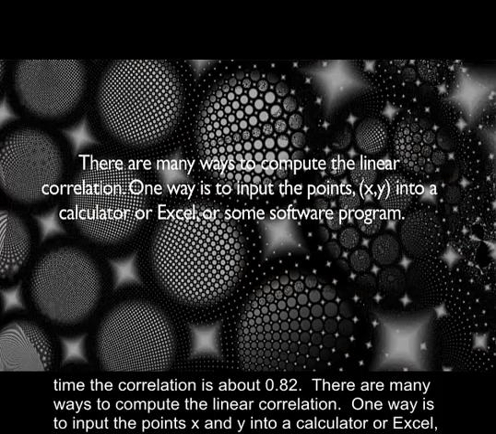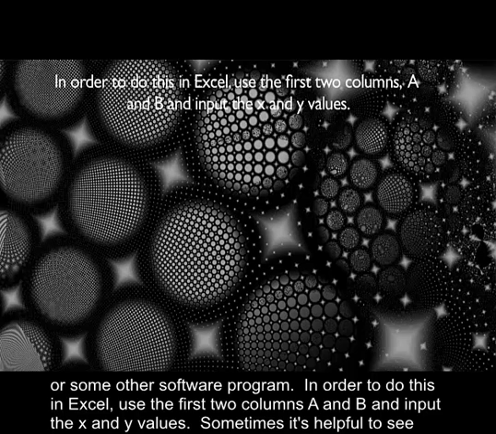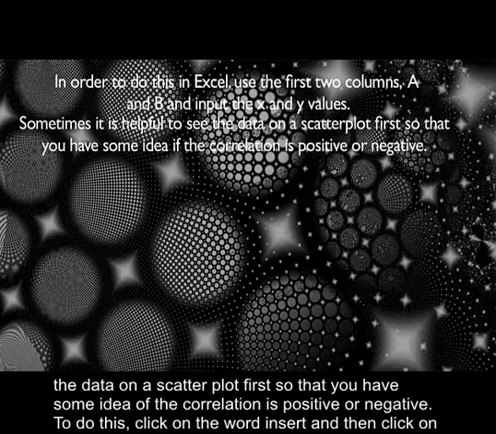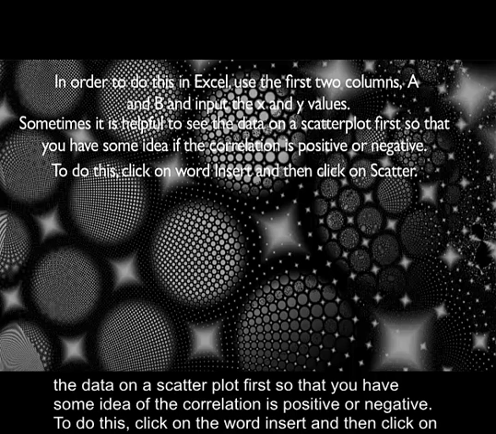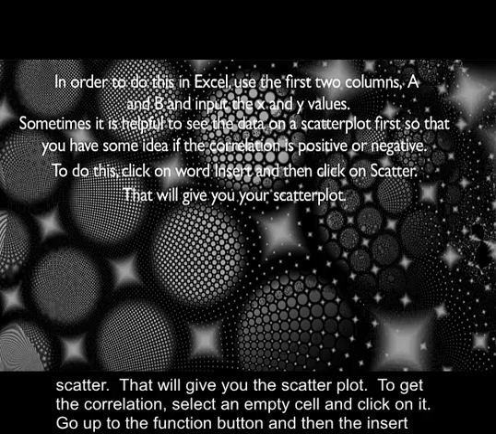There are many ways to compute the linear correlation. One way is to input the points x and y into a calculator, or Excel, or some other software program. In order to do this in Excel, use the first two columns, A and B, and input the x and y values. Sometimes it's helpful to see the data on a scatter plot first, so that you have some idea if the correlation is positive or negative. To do this, click on the word Insert and then click on Scatter. That will give you the scatter plot.